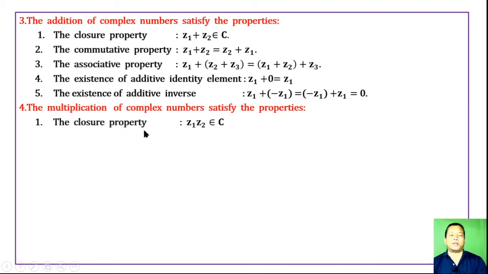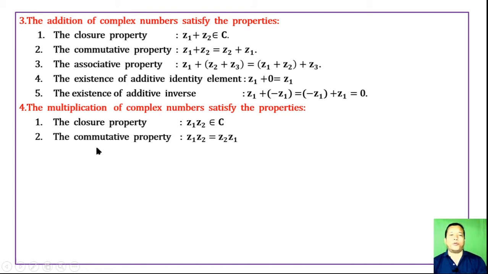The closure property: z1 into z2 belongs to C. The multiplication of two complex numbers is again a complex number. This law is known as the closure property of multiplication of complex numbers.